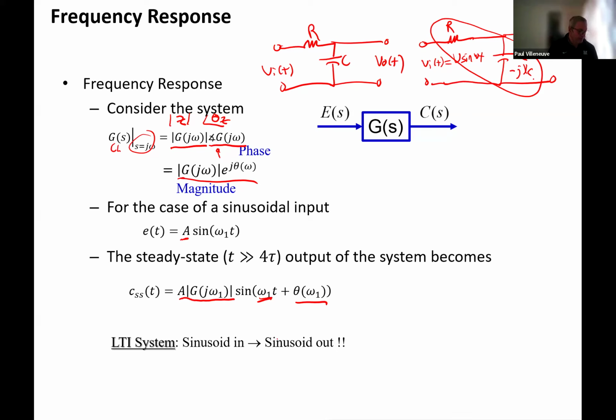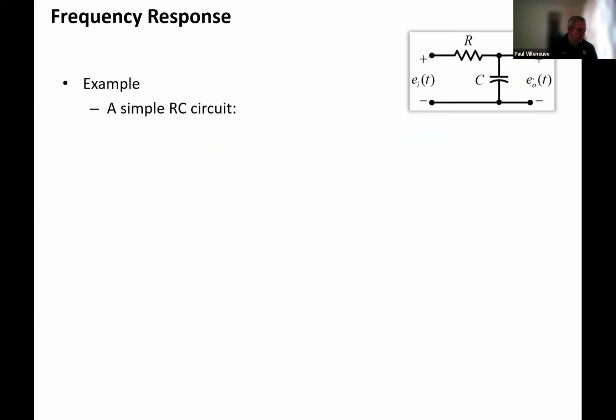So our linear time invariant system, a sinusoidal input, better mean we have a sinusoidal output. And we talked about the same frequencies, and it has a magnitude scaling, and we may have a phase shift. Again, it depends on how the system is configured.